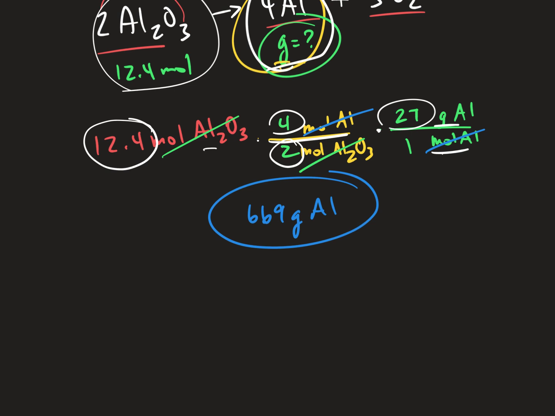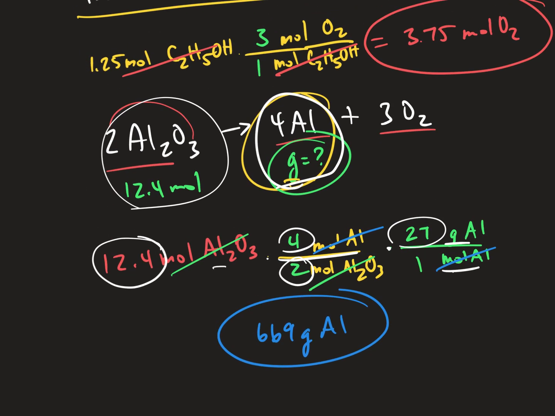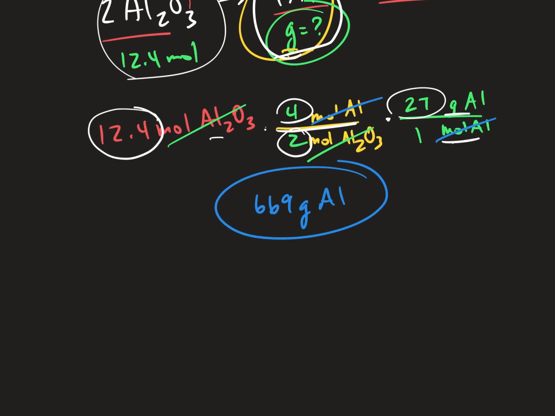Okay, let's do one more together, and then I'll have you do some on your own. All right, so let's use this same equation. And this time, let's say we obtain 38.4 grams of oxygen. We want to know how many moles of aluminum we should get as well.